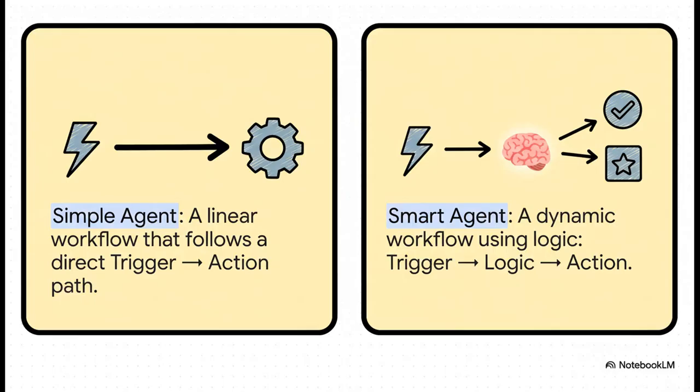Now, this is where things get really interesting, because this highlights the huge leap from just a basic automation to an intelligent one. A simple agent is just linear. A trigger happens, and then an action follows. But a smart agent has a brain. It can actually make a decision before it acts. And that crucial little step in the middle, that's what we call logic.